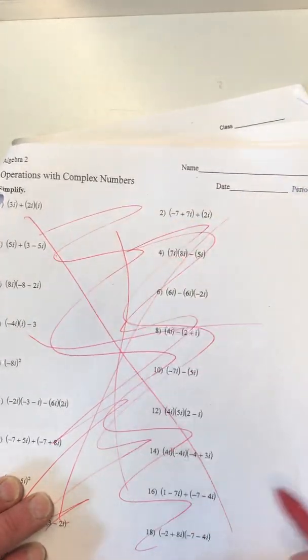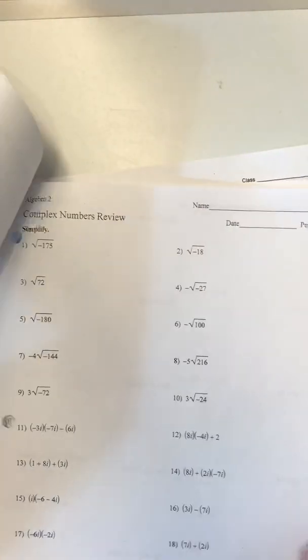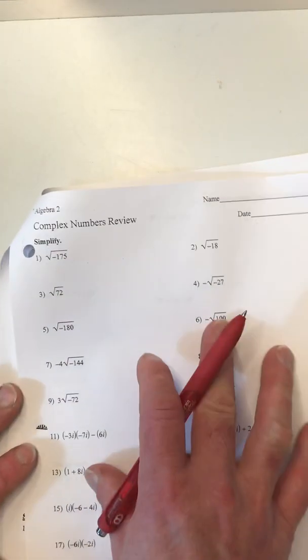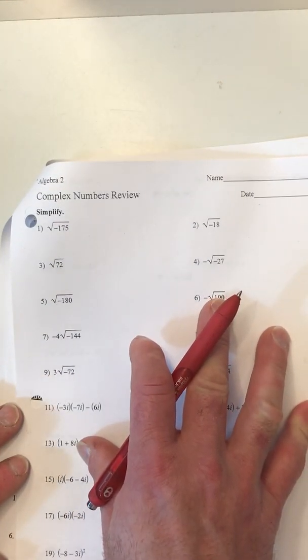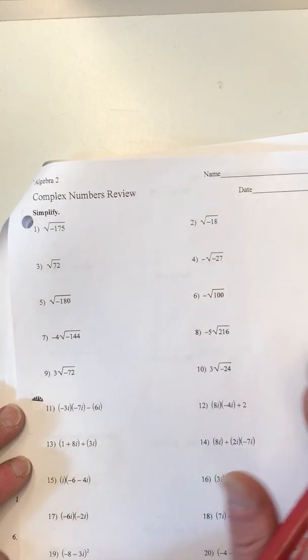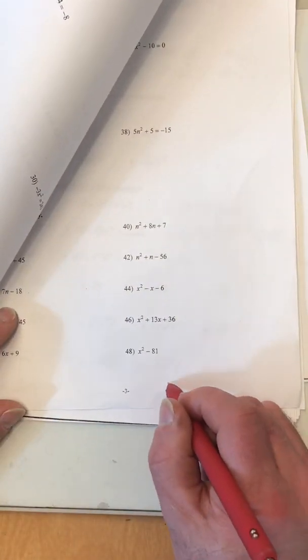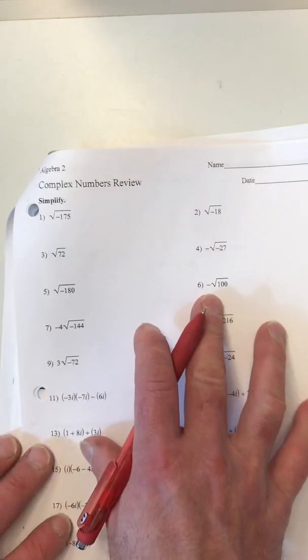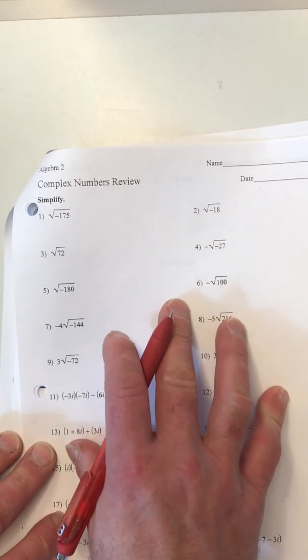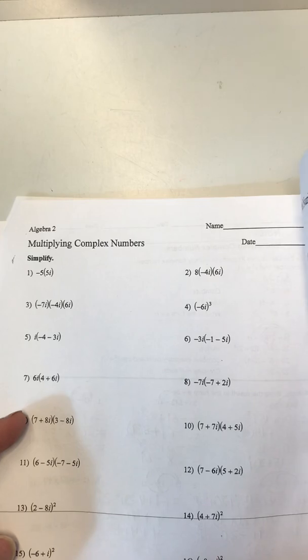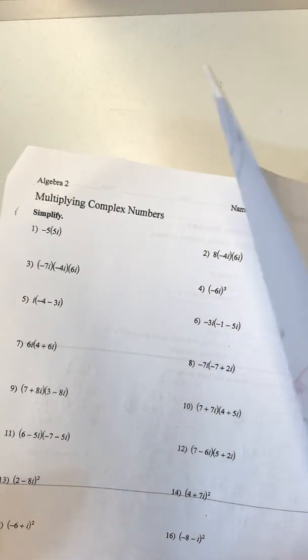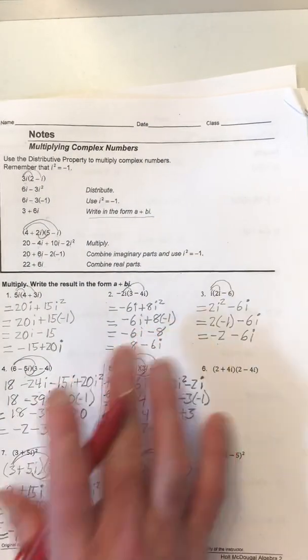You don't have to do the operations with complex numbers. But the complex numbers review, I would like you to do this because I'll let you use it on the quiz. Okay? So do this one, the complex numbers review, and it stops with 48. Okay? So do all of the complex numbers review. I'll count it as 20 homework points. So I'll make it worth your while. And do the multiplying complex numbers on this page. And have those done before you come to class on Thursday. Okay?